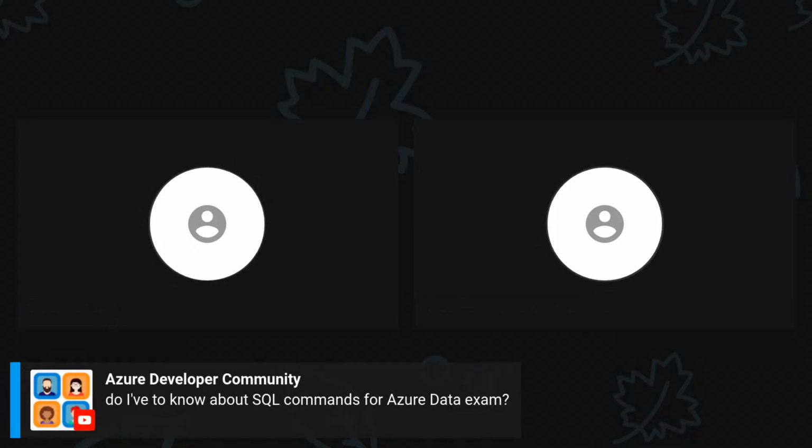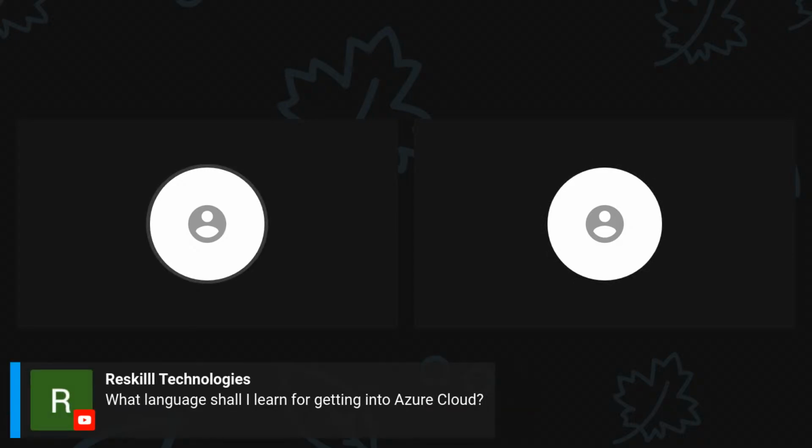No, all SQL commands are not required, but you have to understand the concepts that are present. Obviously, the main SQL commands, which come under DCL, DML, and DDL.